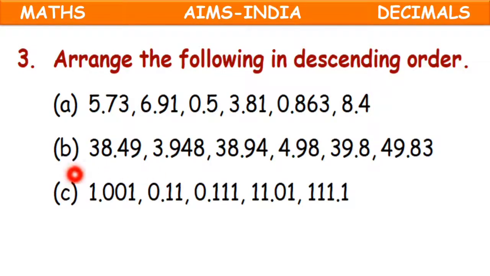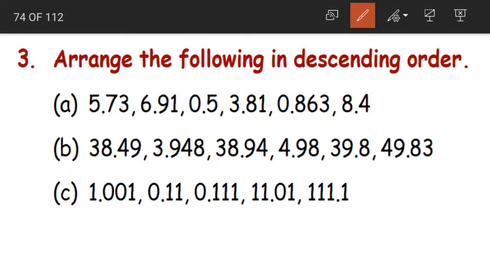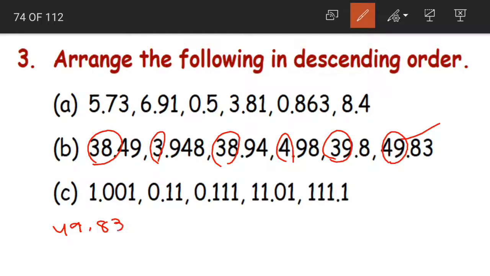Coming to question B here, again we have to compare the whole number parts. 38, 3, 38, 4, 39 and 49. Among this, the highest one is 49. So 49.83 becomes the first decimal. Then next we are having 39. So 39.8 becomes the next decimal. And then we are having two decimal numbers here with the same whole number part, 38. Now from these, which is the largest one? See children, here the first two places are same, 3 and 8.